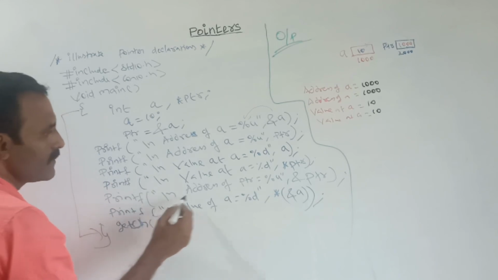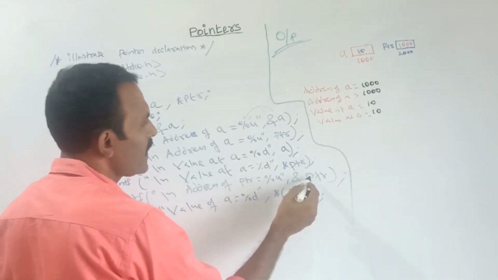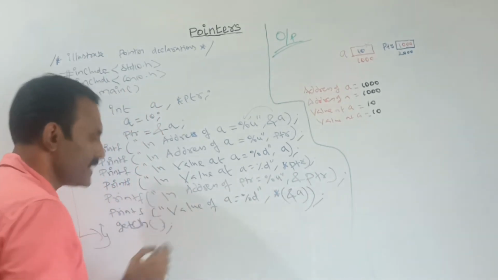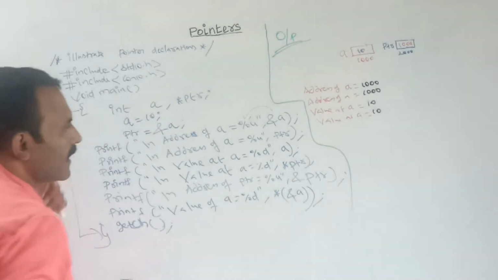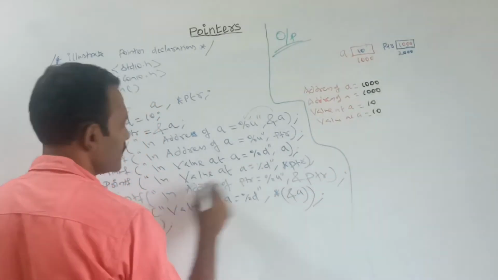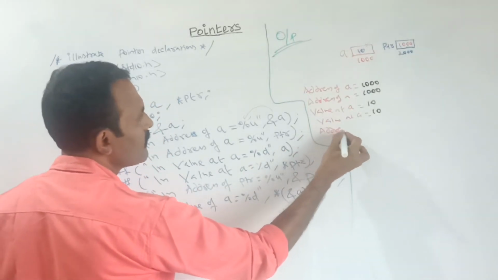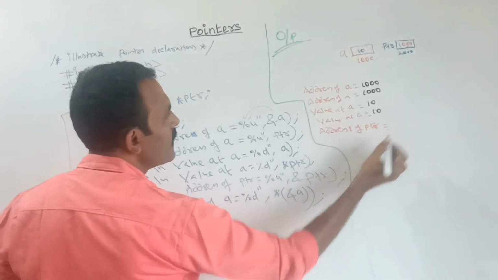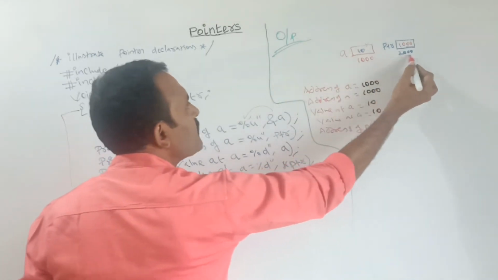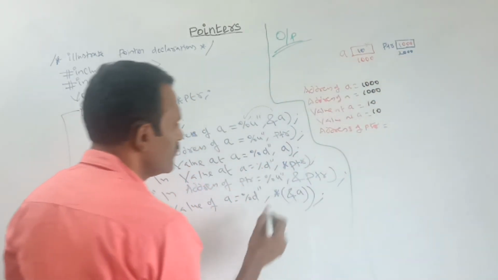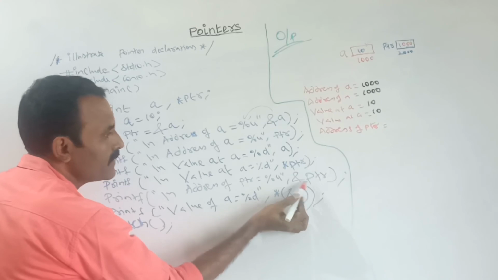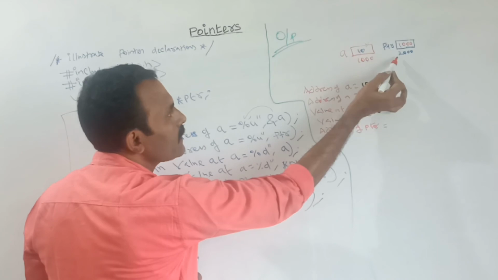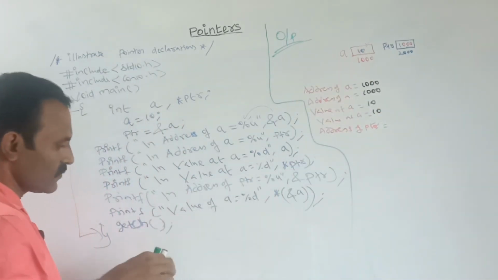Next, in this step, address of PTR is equal to, I am telling it to print the address of PTR using ampersand of PTR. In this step the address of the pointer variable is printed. See, address of PTR is equal to, here I am telling it to print the address of this pointer variable. Ampersand of PTR means address of PTR. What is the address of PTR? This is the address of PTR. So here it will print 2000.